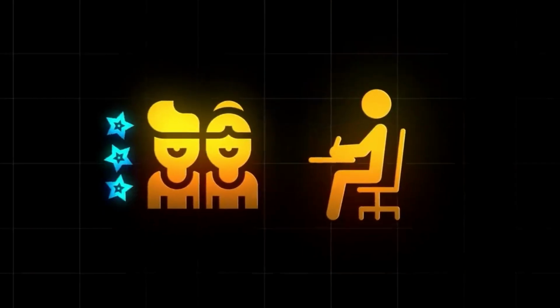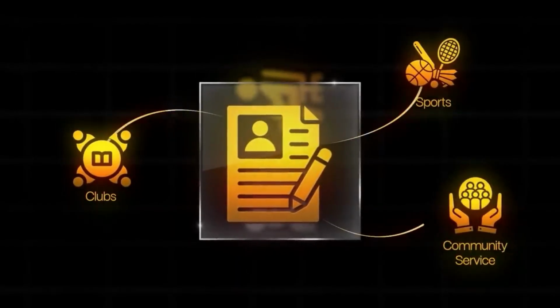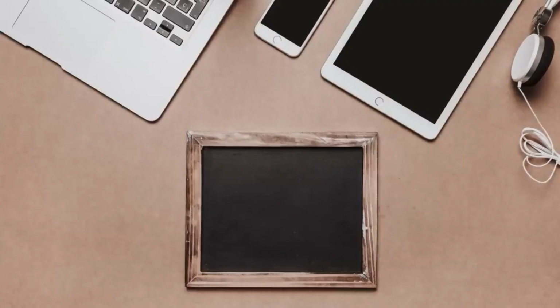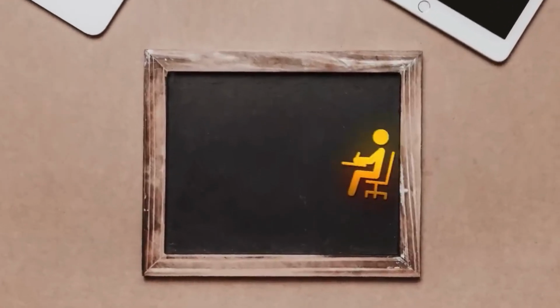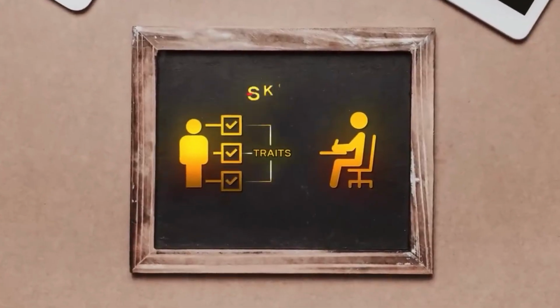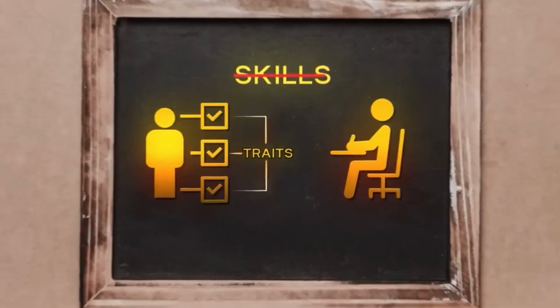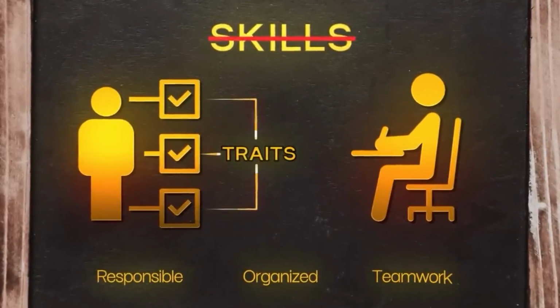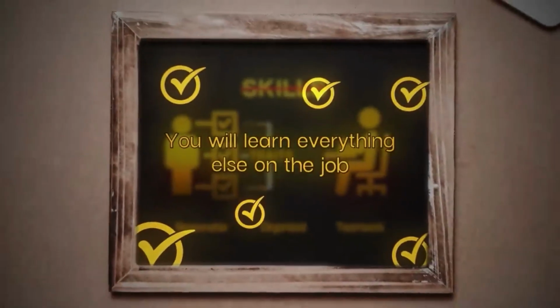But I can already imagine what you're thinking. Gohar, I'm only 17. I don't really have any work experience. Plus, the only skills that I have are procrastinating on my homework. Look, employers aren't dumb. They're not expecting 17-year-olds to have years of work experience. That's why your resume will instead highlight your extracurricular activities. For example, things like club, sports, or community service. If you have relevant experience, great. But for your first job, all you have to do is convince the employer that you have the traits, not necessarily the skills. In other words, prove that you're responsible, organized, and work well on teams, because chances are you will learn everything else on the job.